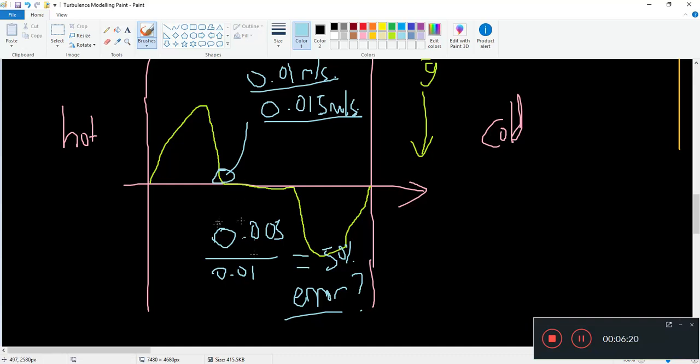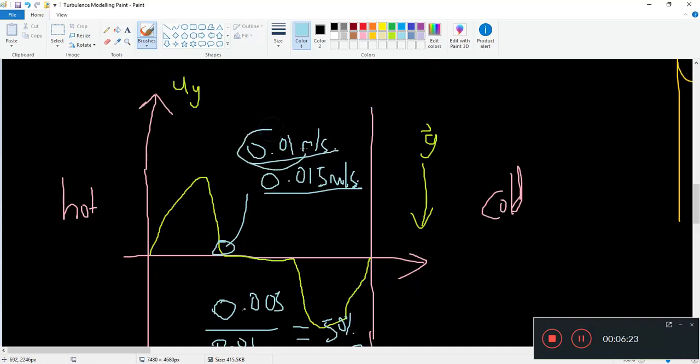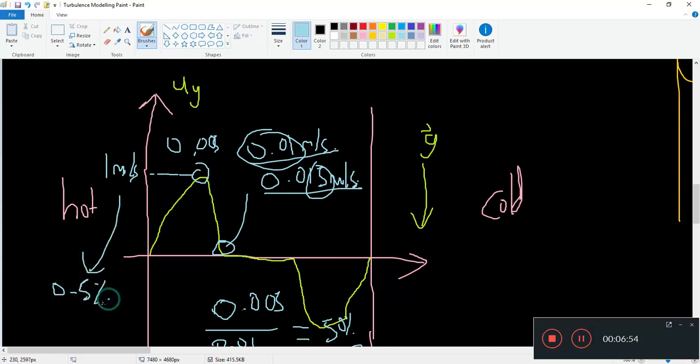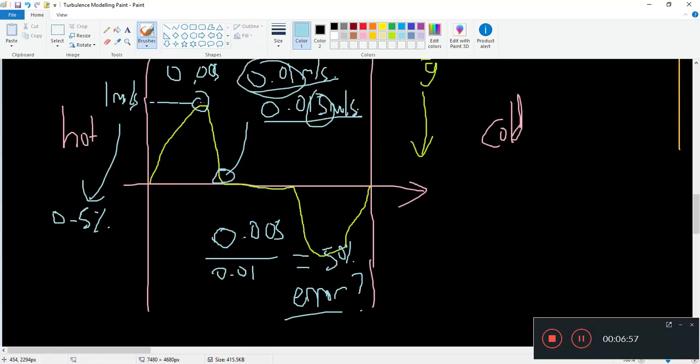The tricky thing is that we have this value very close to zero. If you were to take the same measurement here, and the error here is also 0.005 meters per second, and your speed here is 1 meter per second, then your error is more like 0.5%. It's about 100 times smaller, just by virtue of where this thing is.